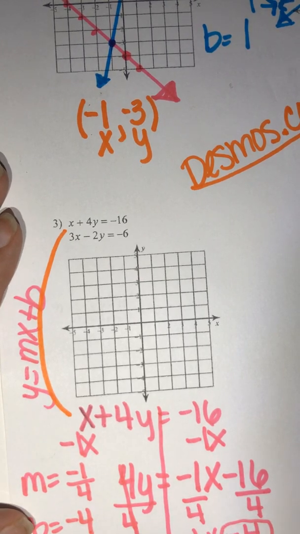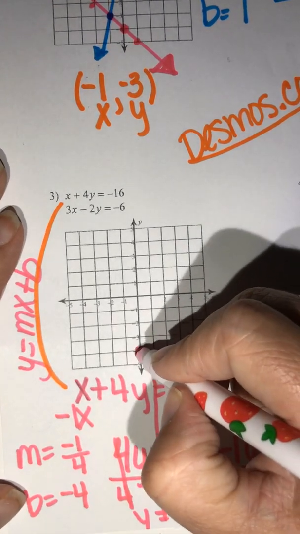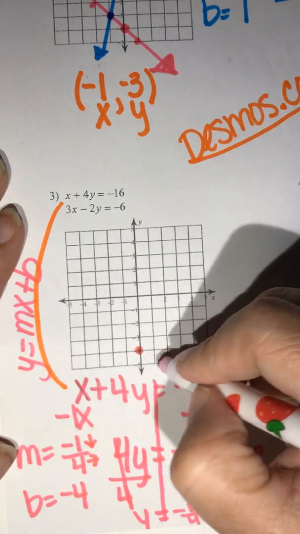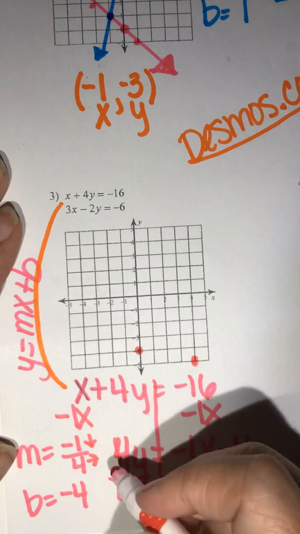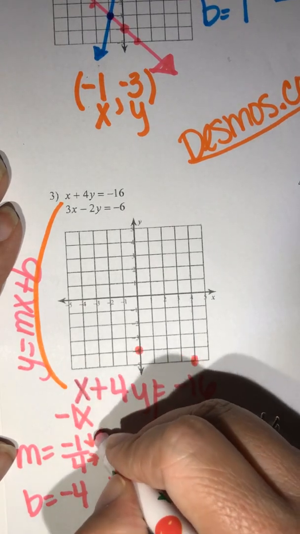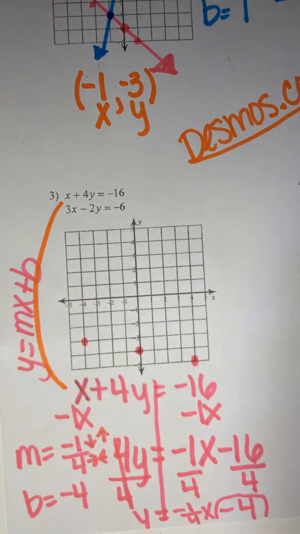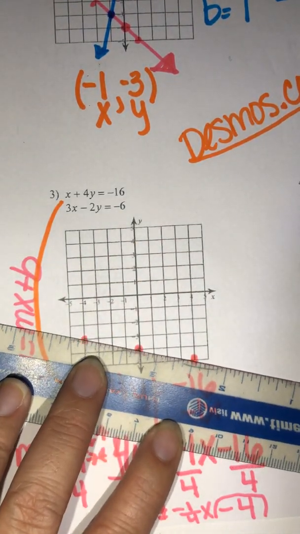So I'm going to plot my first point on -4. And then from there, I'm going to go down and right. Down 1, right 4. And I run out of room, so I could also reverse both of those, and I could go up and left. And that's my first line on this problem.